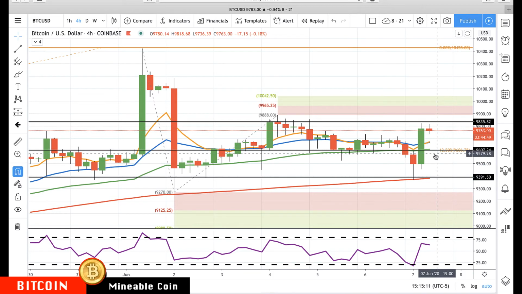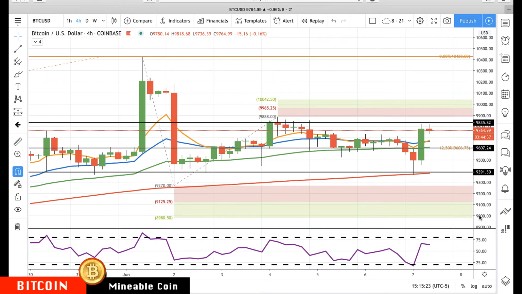Again, if we get another close below 9607, then watch back for the test of 9391 to 9400. If that breaks, then you have 9270, 9125. Then what's that last one? Let me see here. 8980.